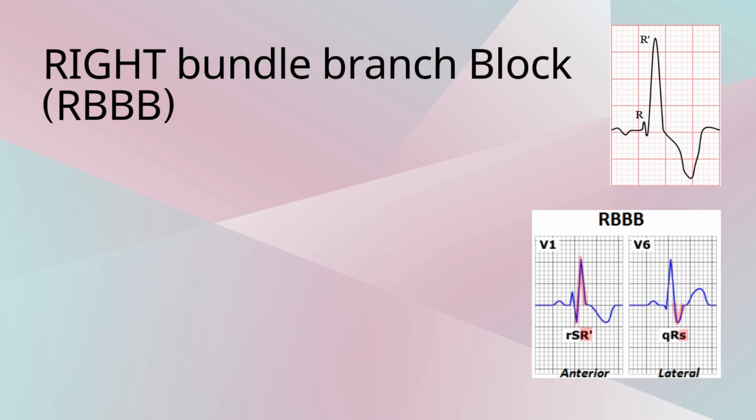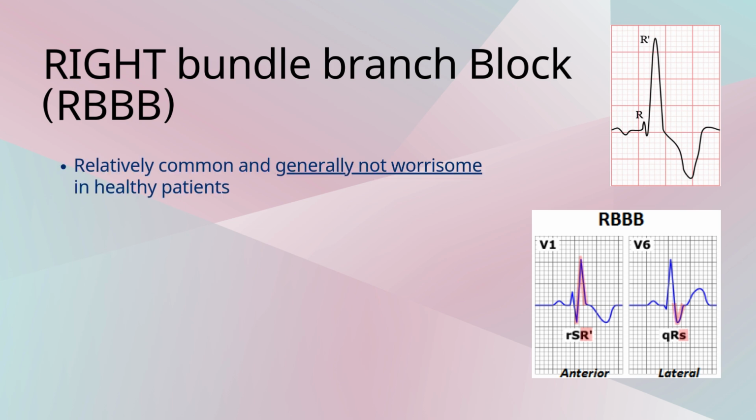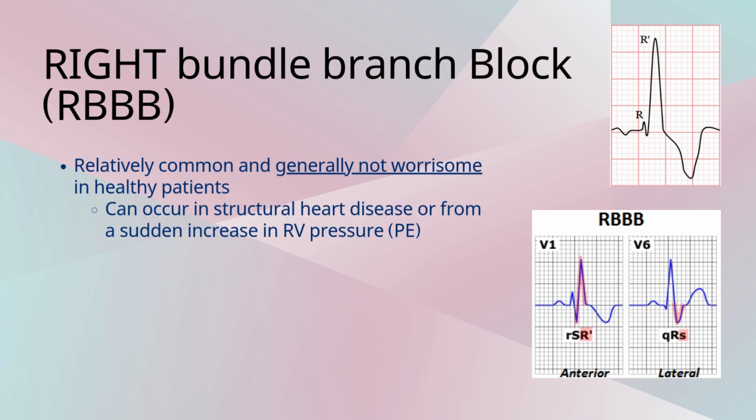So one thing to note about right bundle branch blocks is that in healthy patients, these are fairly common and generally not worrisome. But you should be aware they can also occur in things like structural heart disease or in the setting of increased right ventricular pressure. So for example, a pulmonary embolism.